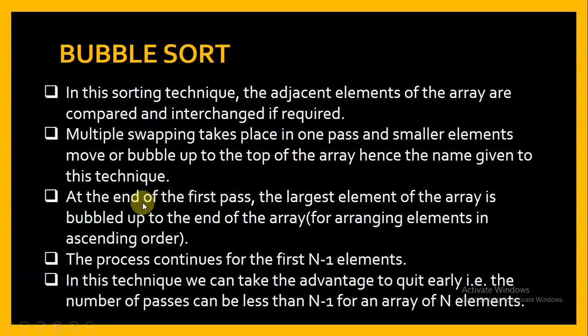At the end of the first pass, the largest element of the array is bubbled up to the end of the array. This is for sorting the elements in ascending order. In descending order, the reverse will happen: the smallest element will bubble up to the end of the array. This process continues for all the n-1 elements. In this technique, we can take the advantage to quit early. That is, the number of passes can be less than n minus 1 for an array of n elements. It can be less. Otherwise, the number of passes is always n minus 1 in all the other sorting techniques.